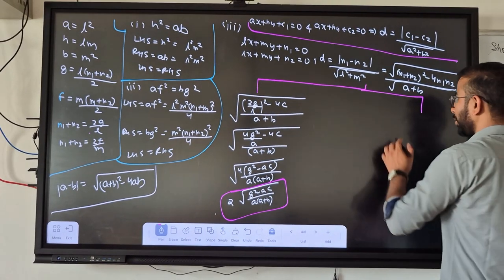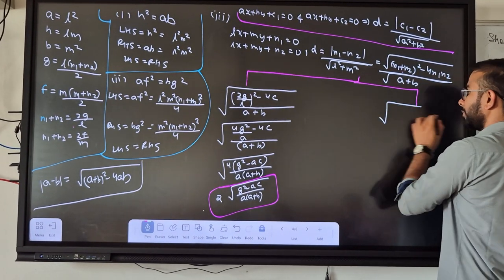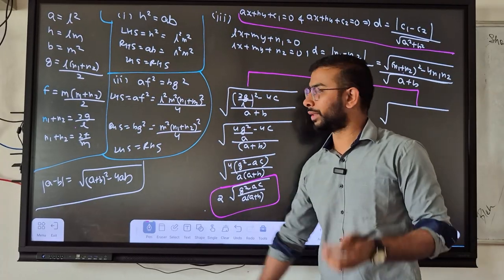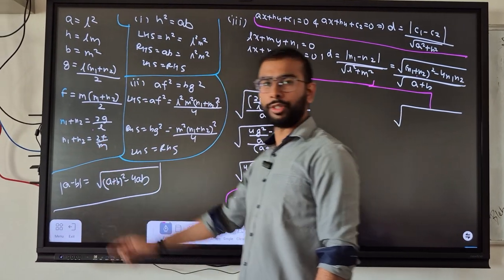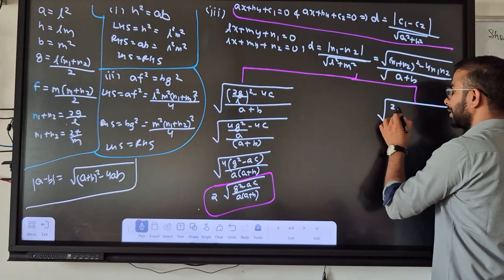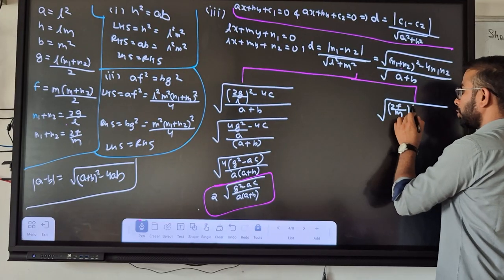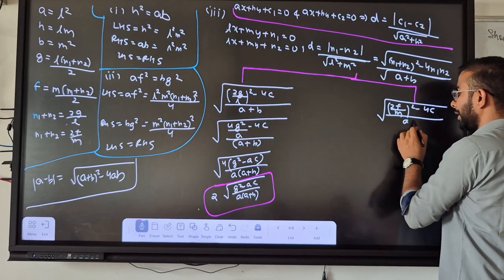Not very easy, right? Okay. But nothing can be done, guys. Easy is boring, right? You have to do it. No option. So n1 plus n2 in the second case is 2f by m. So this is 2f by m whole square minus 4c whole upon a plus b.